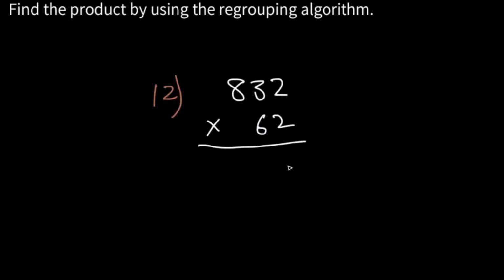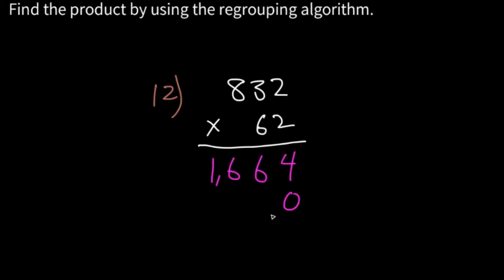Number 12, we have 832 times 62. So we're going to first start off in the ones place. So 2 times 2 is 4. 2 times 3 is 6. 2 times 8 is 16. Now we're going to put a 0 here because we're multiplying by 60. So by putting the 0 here, it gives us a shortcut so we don't have to multiply by 60, but instead we can multiply by 6.